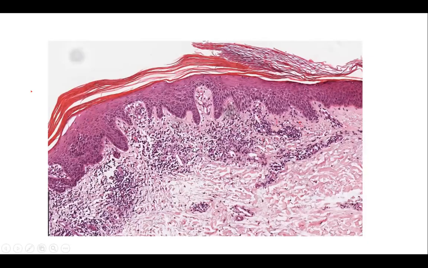Wait, no, I didn't ask you about your differential, about what you saw. Sorry. So let's see the differential based on what we saw here. So someone said exocytosis, someone said spongiosis, someone said mild parakeratosis, perivascular lymphocytic infiltrate, some extravasated RBCs. So all these findings, what would your differential diagnosis be? Forget you saw the image.